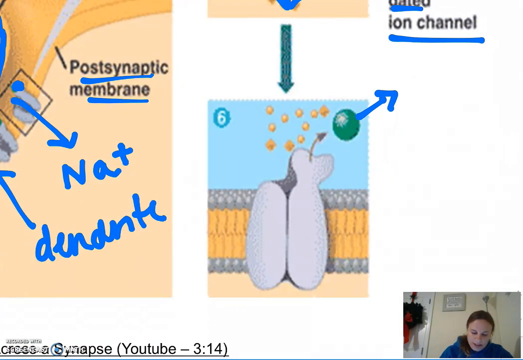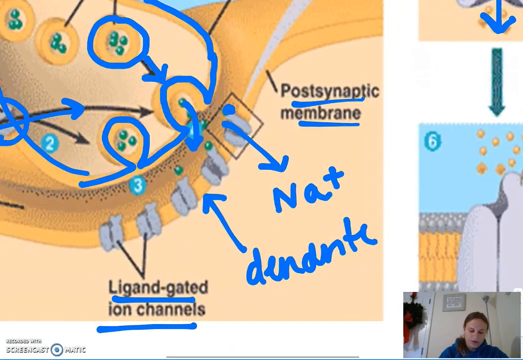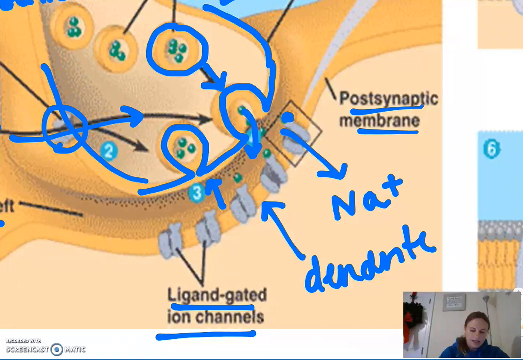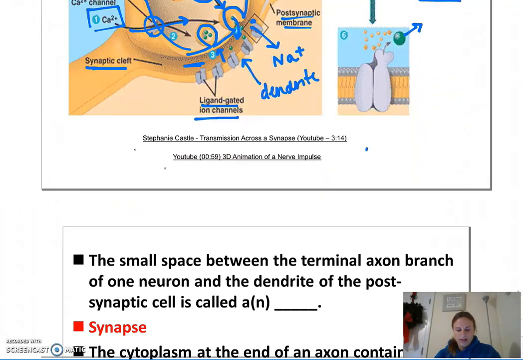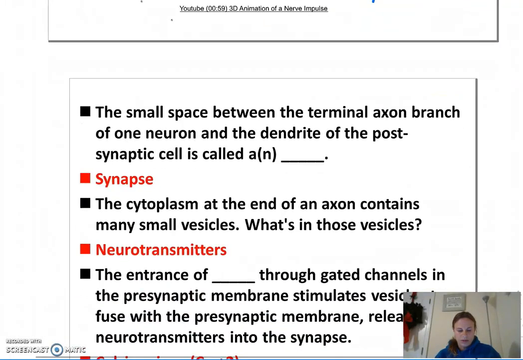So what happens now to those neurotransmitters? Well, that neurotransmitter can travel back through the synaptic cleft and return to the presynaptic membrane, or it can be digested by digestive enzymes. So now let's move on to the reflex arc. Let's answer some questions. Here we go.